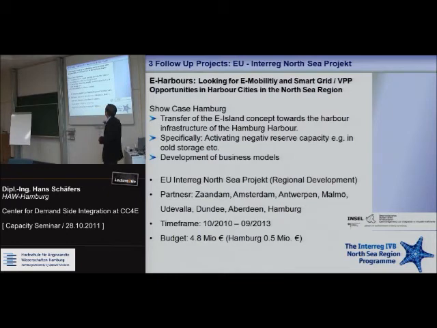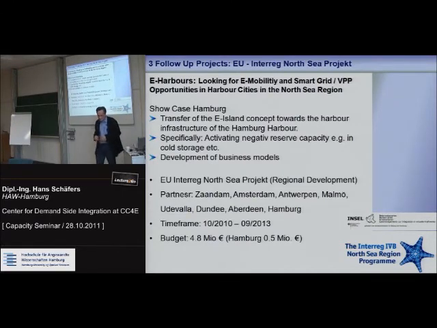And there's a couple of partners involved, Zaandam near Amsterdam, Antwerp, Malmö in Sweden. So these are Dutch cities. This is Belgium, Sweden, another Swedish, Dundee and Aberdeen, Scottish, and us over here in Hamburg. Time frame is up until 2013. And the University of Applied Sciences has a budget of €500,000.